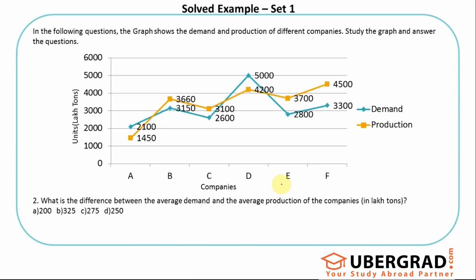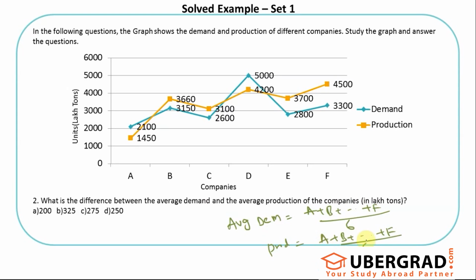So let's look at the second question. It's asking what is the difference between the average demand and the average production of the companies in lakh tons. You see, already the units are in lakh tons. So it's average demand minus average production. The average demand is company A plus B plus C and so on up to F, by 6. Similarly, that's the demand for each company. Production is also the same. I have to just add up A plus B and so on up to F by 6.